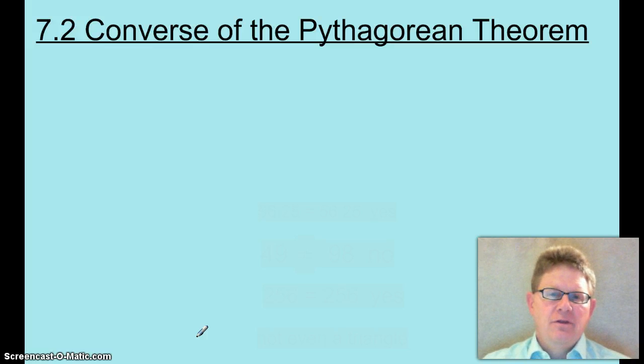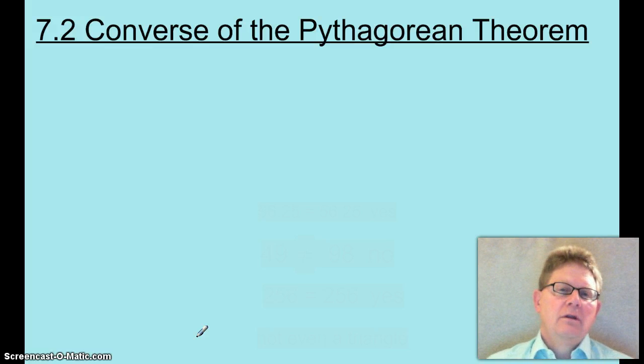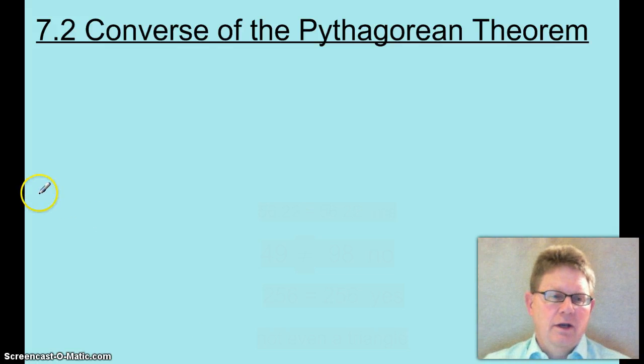Okay, the Pythagorean Theorem says that in any right triangle, c squared equals a squared plus b squared. The converse, obviously, is going to say that if c squared equals a squared plus b squared, then it must be a right triangle. So let's go ahead and see what it says in words. Here we go.